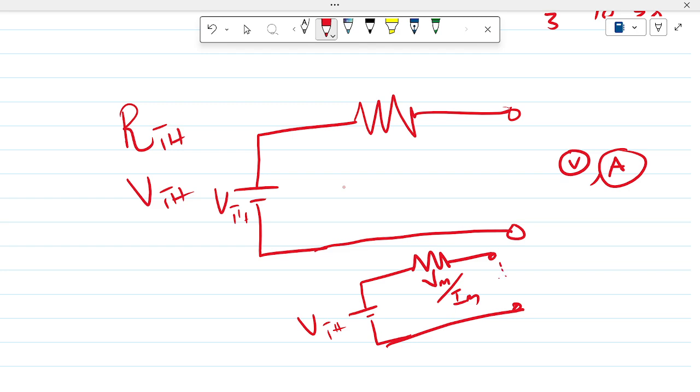You place your load of interest here, and you can easily find the current through your load by doing this plus this, and VTH over that sum.